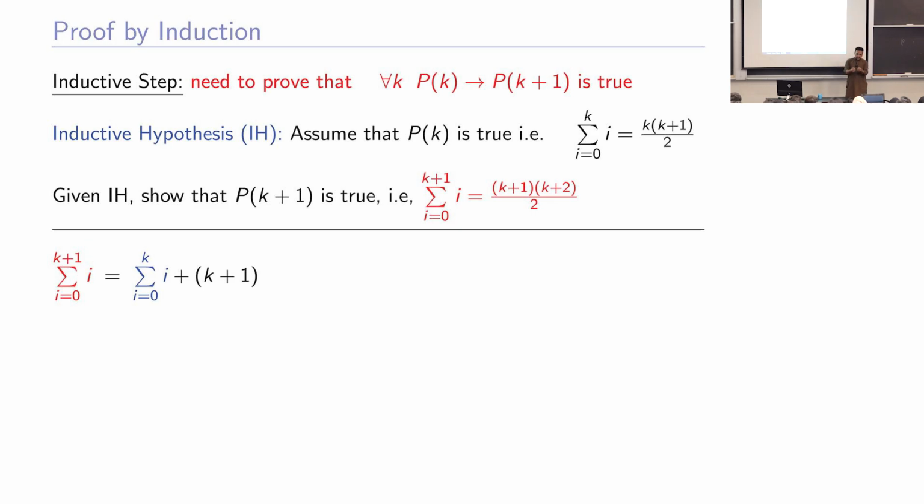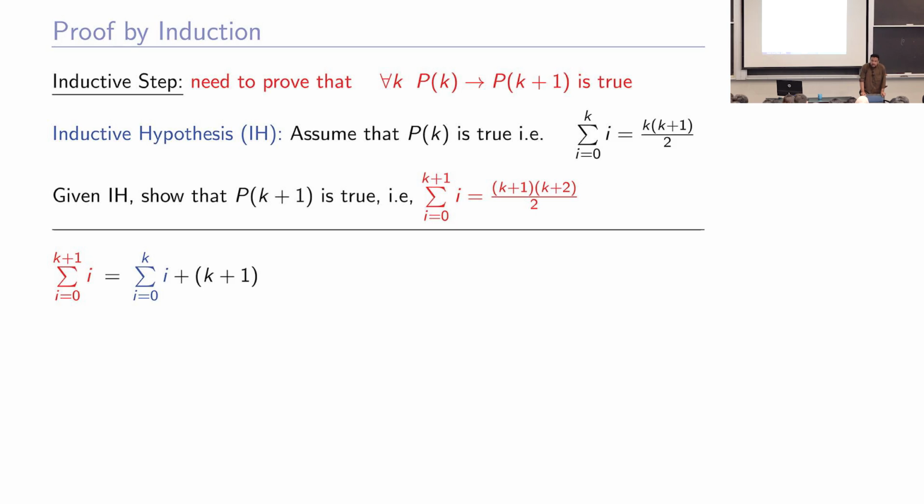By simple syntactic manipulation of summation, the sum of i when i goes from 0 to k plus 1 is equal to the sum of i when i goes from 0 to k, plus k plus 1. I just separated the last term out of this big summation, the red summation. What is the blue term here? The blue term is the sum of the first k numbers.